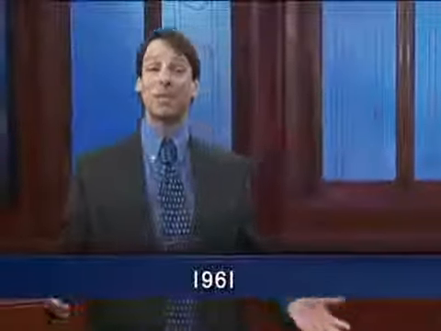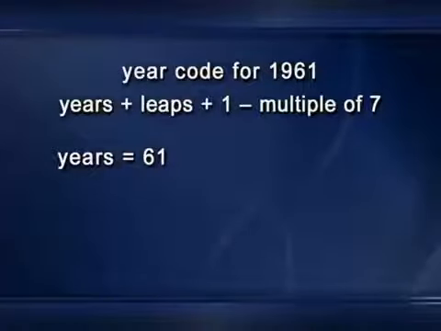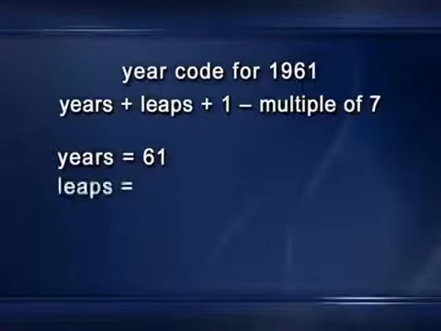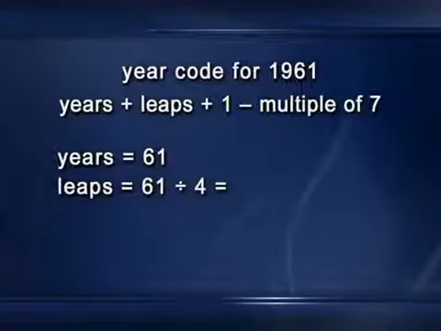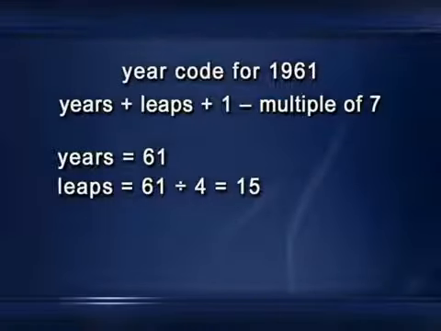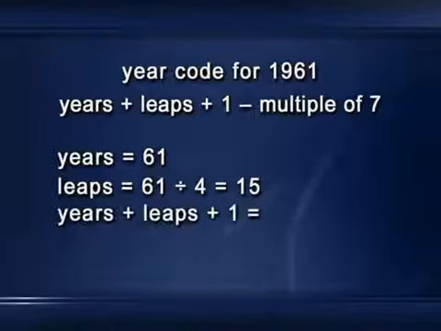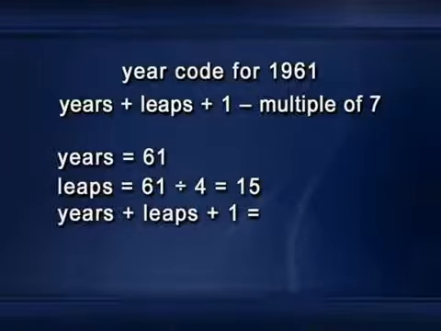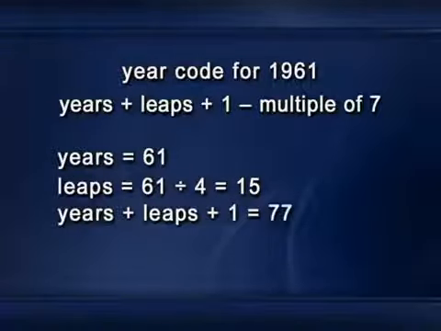Let's determine the year code for 1961. That happens to be the most recent year that reads the same upside down. It also happens to be the year that Diana, the future Princess of Wales, was born. Okay, the year code for 1961, how do we get that? We start with the years, which is 61. Then we calculate the leaps. Take 61, divide it by 4. That's 15. Ignore the remainder. We've got 15. And since it's in the 1900s, we add 1 to it. 61 plus 15 plus 1 is 77.